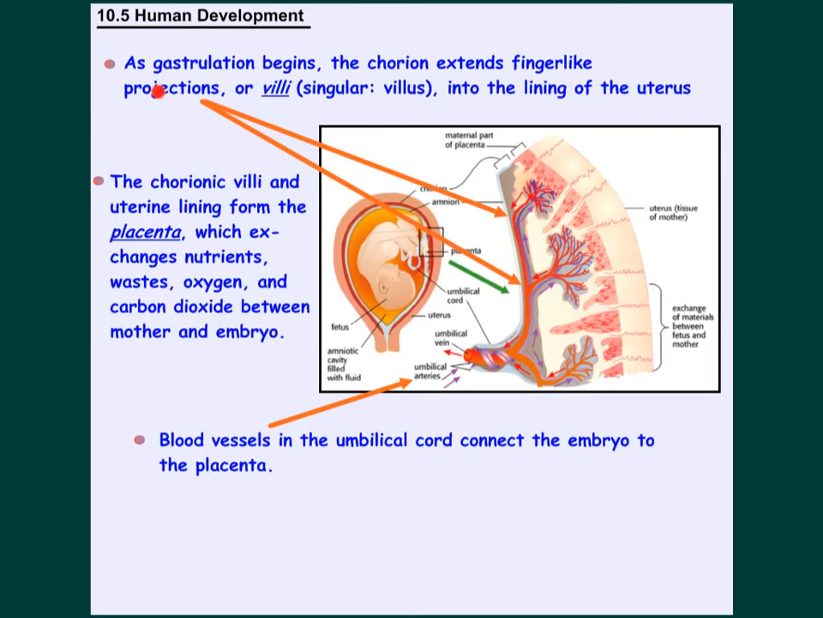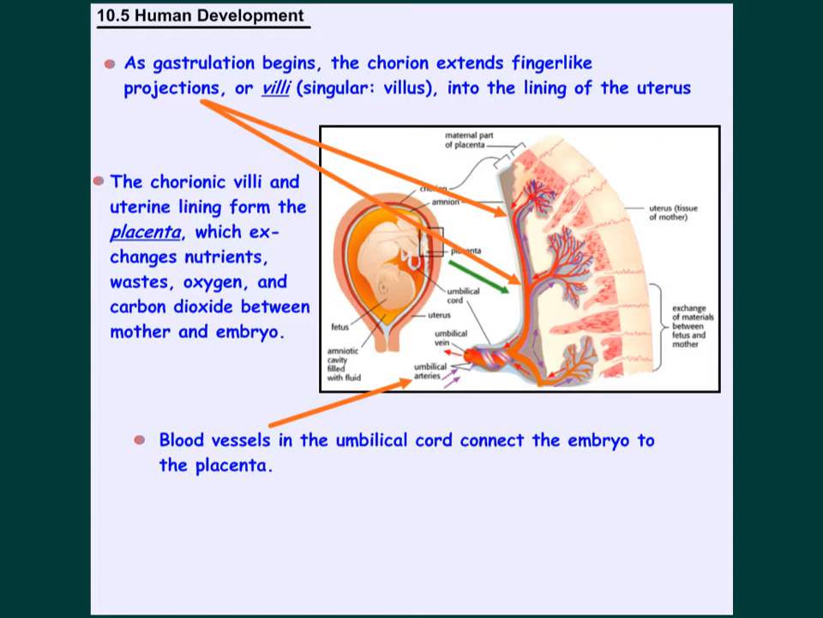So as we go through the process of gastrulation, which again is developing more and more cells, growing and growing, the chorion extends finger-like projections, or villi, which you can see right here. And that's going to project itself into the lining of the uterus. So I mentioned a couple slides before how once we implant that mass of cells into the uterus, this process starts to form where we actually make a connection with the mother, because that embryo is going to need oxygen and nutrients and get rid of carbon dioxide.